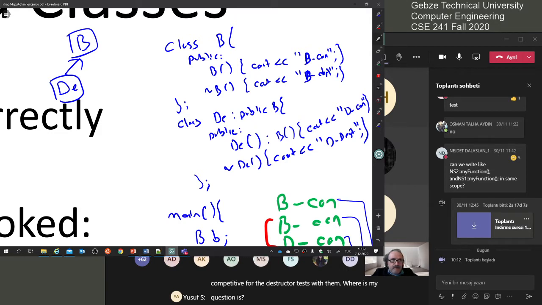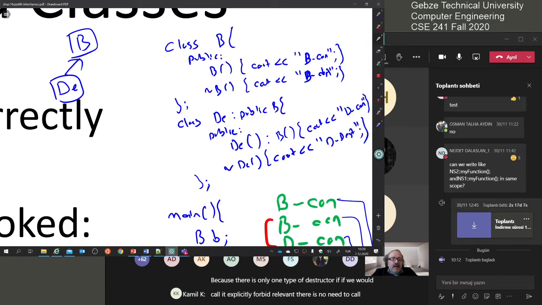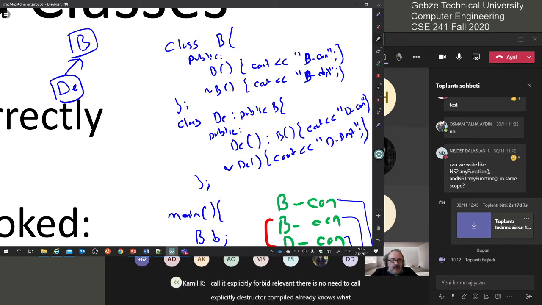Because there is only one type of destructor. If we would call it explicitly, it would be irrelevant. There is no need to call the destructor explicitly. The compiler already knows what to call. Exactly, because there is no overloading of the destructors.